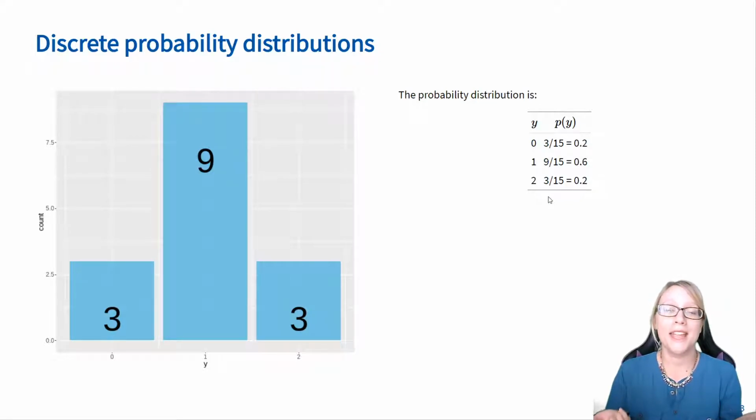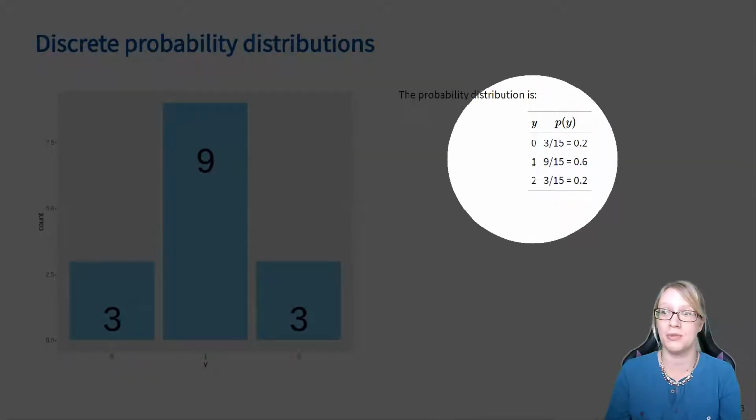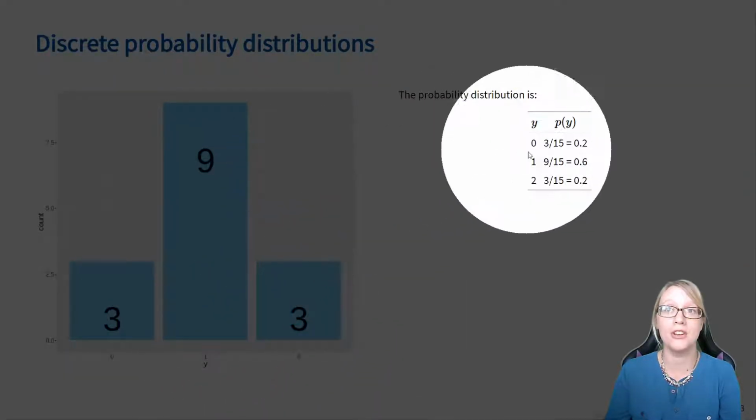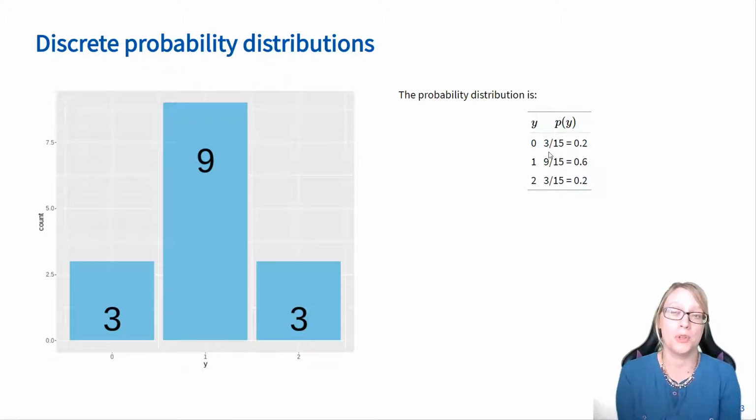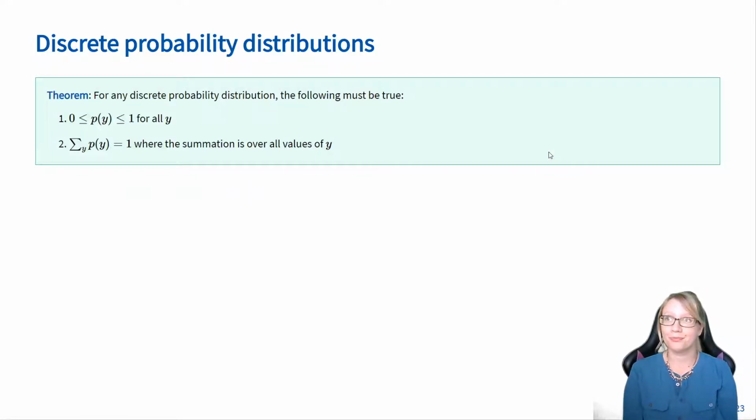Then, once I had that list, I counted up how many pairs had no women assigned to the task, 1 woman assigned to the task, and 2 women. And that resulted in our probability distribution. We can represent it with this graph or in the table. The probability that y is equal to 0 is 0.2, the probability that y is equal to 1 is 0.6, and the probability that y is equal to 2 is 0.2.